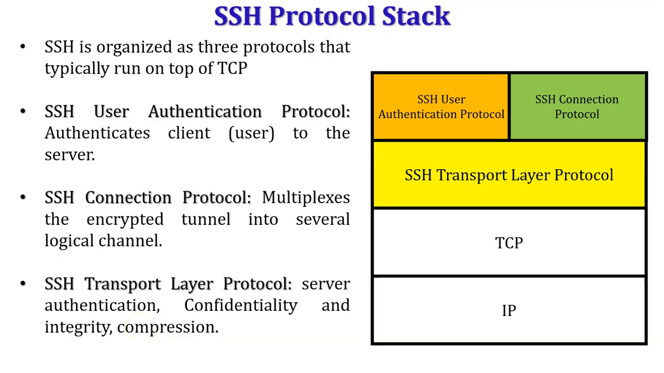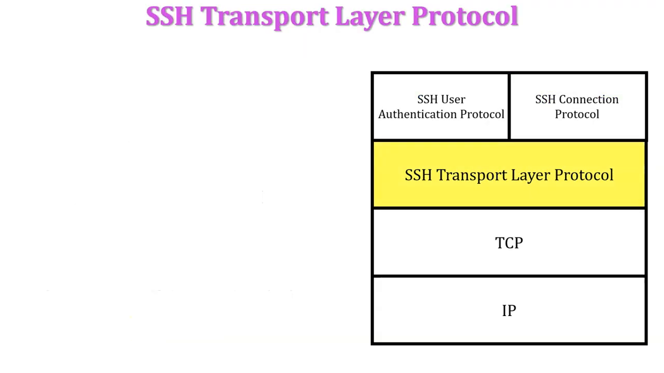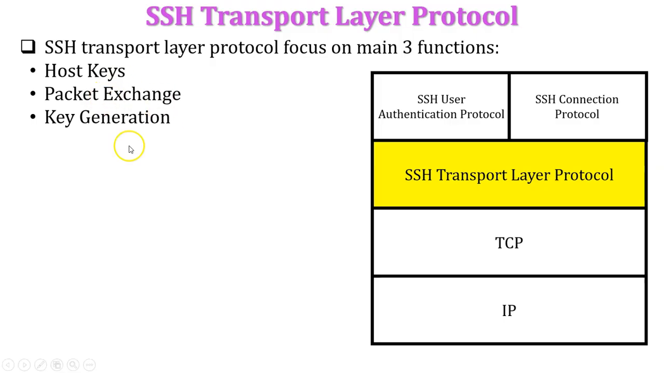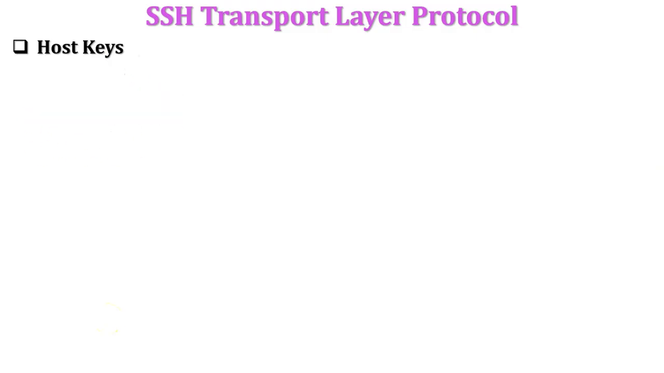Let's discuss all the protocols one by one in detail. Let's start with the SSH Transport Layer Protocol. SSH Transport Layer Protocol focuses on three main functions. The first one is host keys, second one is packet exchange, and the third one is key generation. Let's discuss all these three functions one by one in detail. Let's start with the host keys.